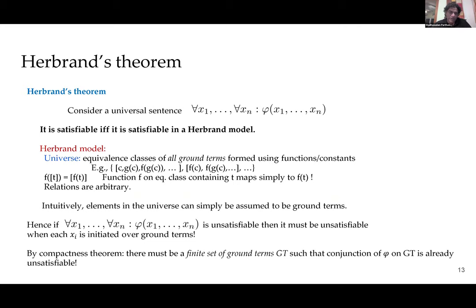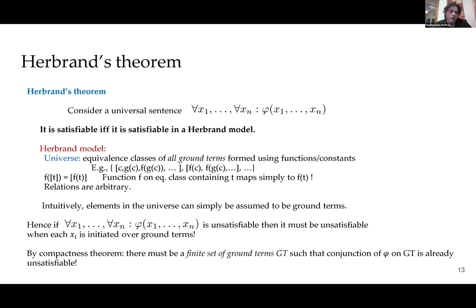Okay, so I want to briefly describe where quantifier instantiation comes in. One way to look at this is through Herbrand's theorem. Herbrand's theorem says that if I have a universal sentence for all x1 through xn phi, and I'm looking to show it's unsatisfiable or satisfiable, then if at all there's going to be a model for this sentence, there will be a Herbrand model for it, where the universe is made up of ground terms in your logic. More generally, it's actually equivalence classes of ground terms. There are no unlabelable elements in your universe. Everything is just a term.